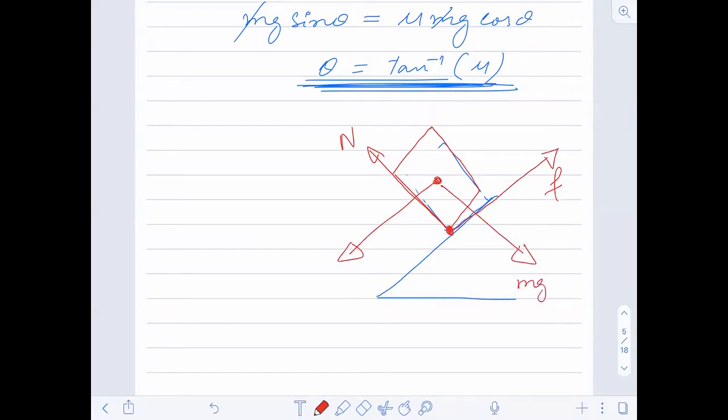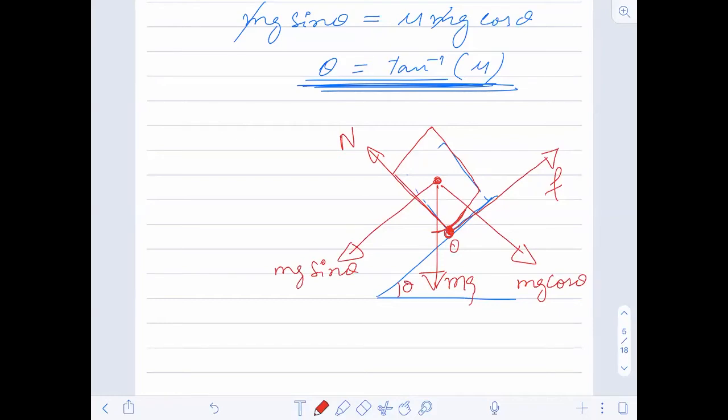So mg cos theta is this. Mg sine theta is this. And mg was this. This is theta. This is also theta. Actually, we are taking the moment about point O. About O, we will take the moment.